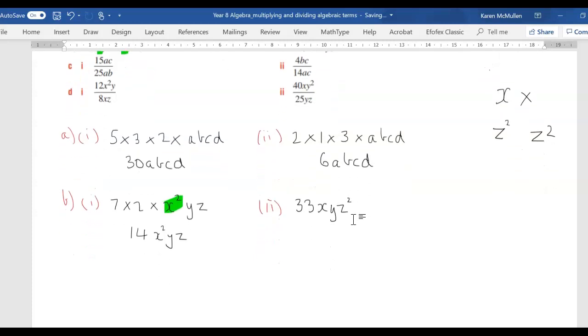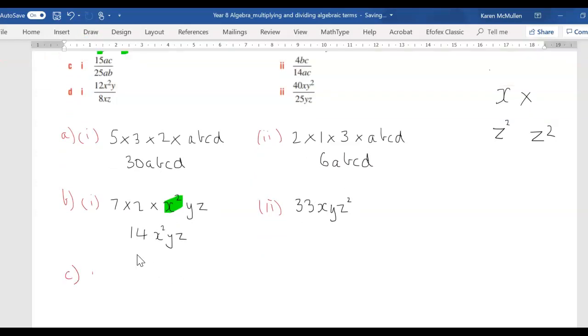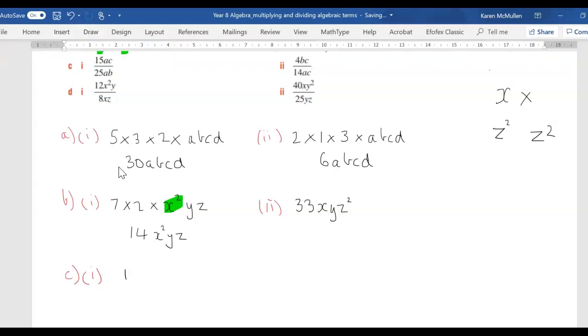All right, so let's move on to some division. All right, question C, part I. So I'm going to rewrite this. So we've got 15AC over 25AB. All right, so look at your coefficients first. So we're not going to worry about the letters. We're just going to worry about the 15 and the 25.